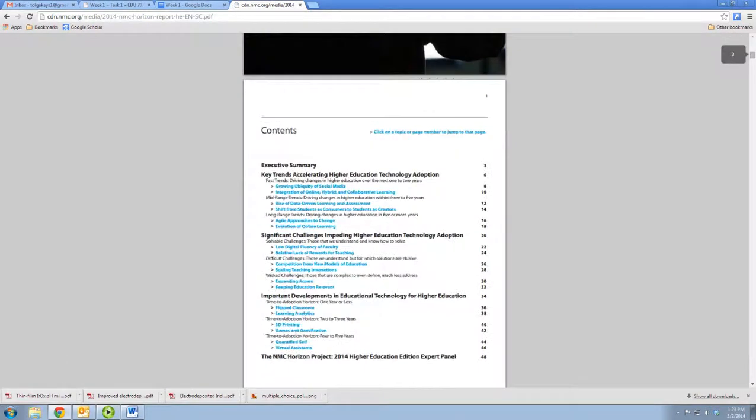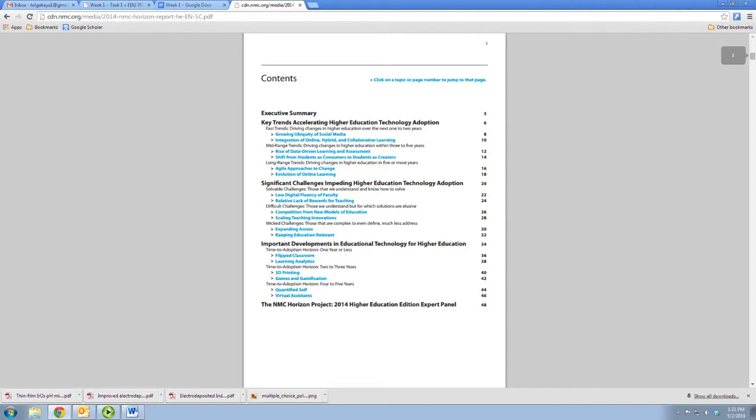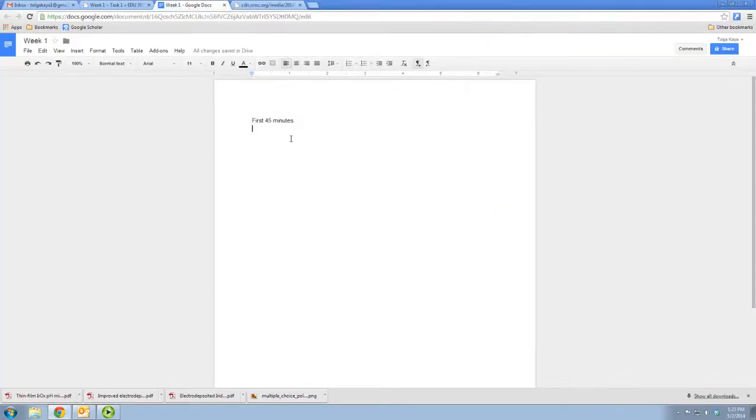So let's see here. Time to adoption, flipped classroom. So these are the techniques. But okay, significant challenges impeding higher education technology adoption. I think that's what we're looking for, the technology adoption and probably barriers. I have my Google Docs. Okay, technology adoption, perhaps barriers. Those are the keywords that I should be using.